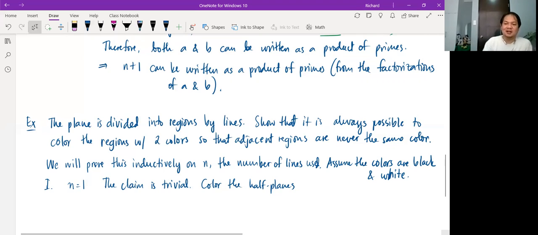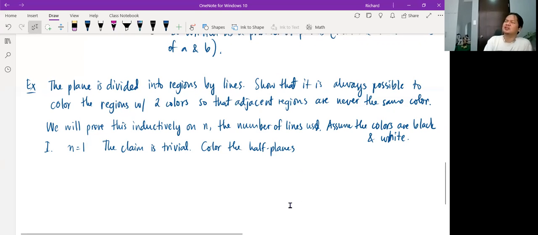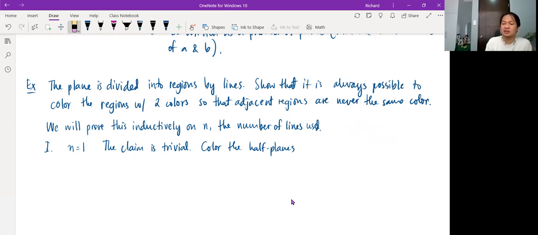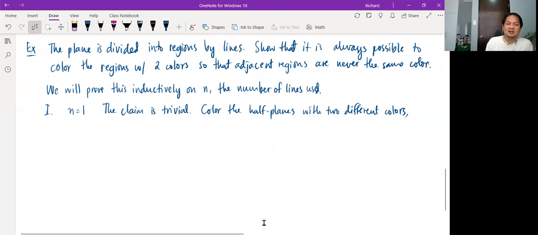Anyway, opposite is clear. But anyway, color the half planes. Maybe I don't need to assume the colors. I'll just write it when I'm sure it's needed. Color the half planes with two different colors. Let's say for you will put a letter, and for the other one you will just use the other one. So actually the color itself is just a way of categorizing. So all right.